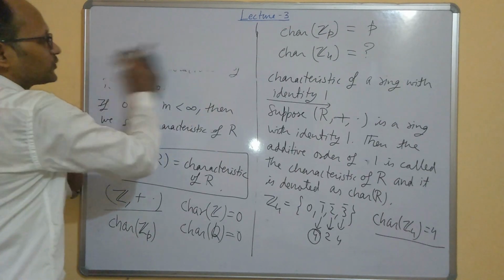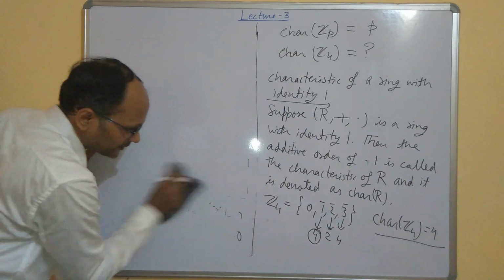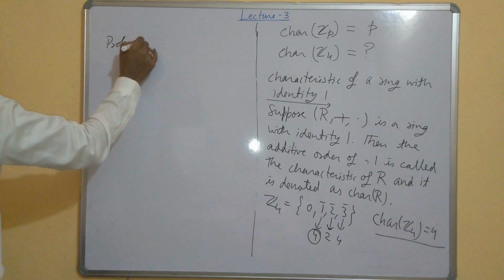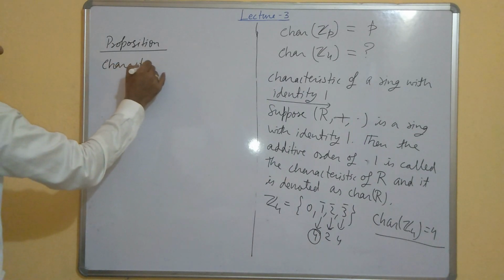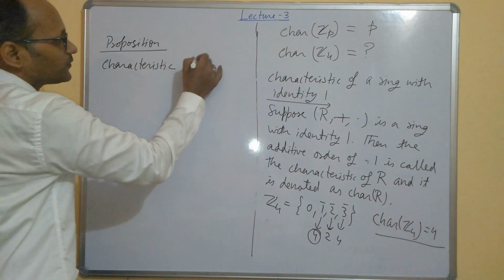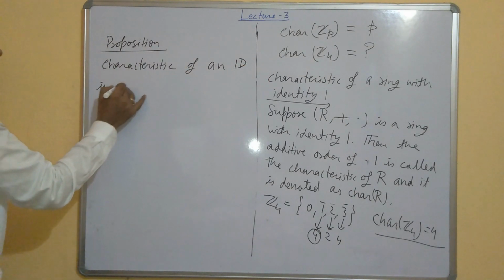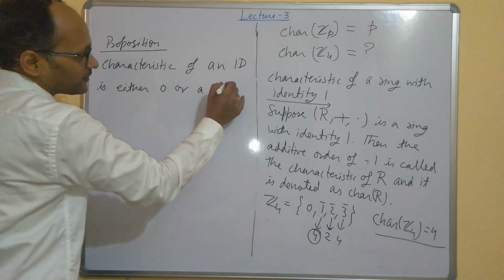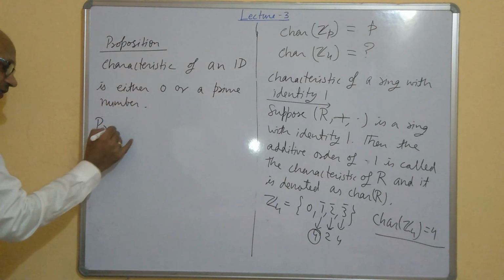Now I am going to give a criterion. So let me state a proposition: the characteristic of an integral domain is either 0 or a prime number. Let us prove it. The proof is very easy.